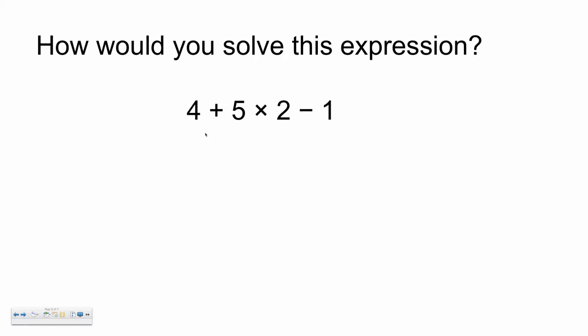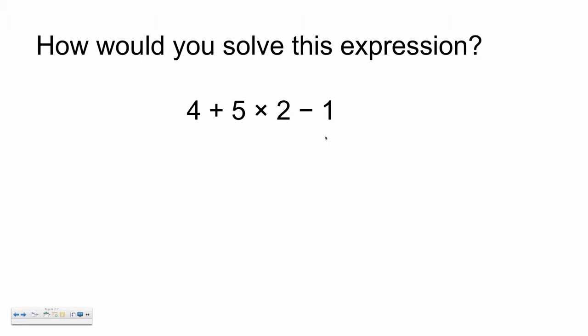Most of us would probably just start here at the beginning and work our way across. So we would start out and we would do 4 plus 5, which would be 9. We would times that by 2, which would get us 18. Then we would minus that by 1, which would get us 17. Kind of the same way that we read.